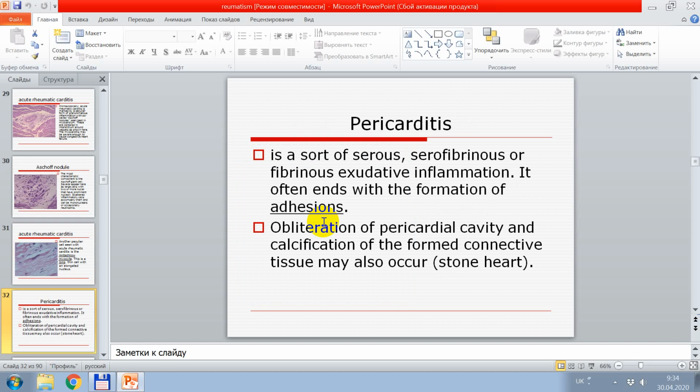Pericarditis, the third variant of injury of the heart. It is a serous, fibrinous, or fibrinous exudative inflammation. It often ends with the formation of adhesions, obliteration of the pericardial cavity, and calcification of the formed connective tissue may also occur, called stone heart.